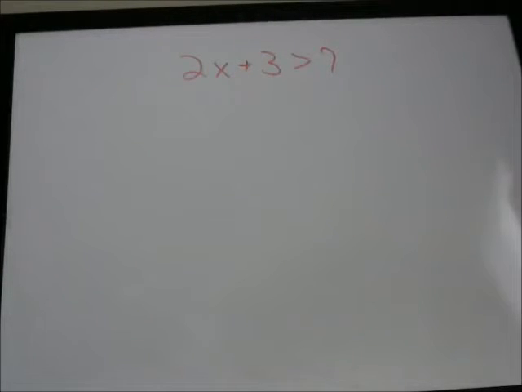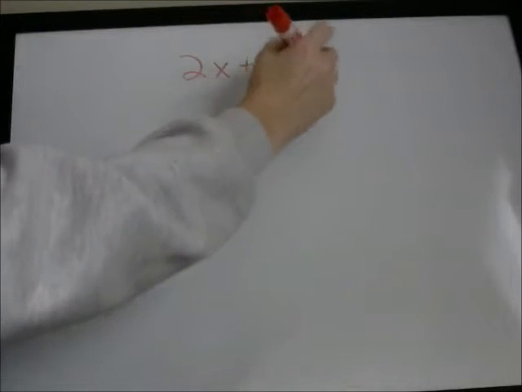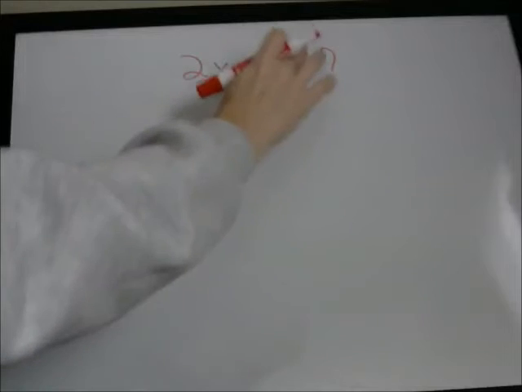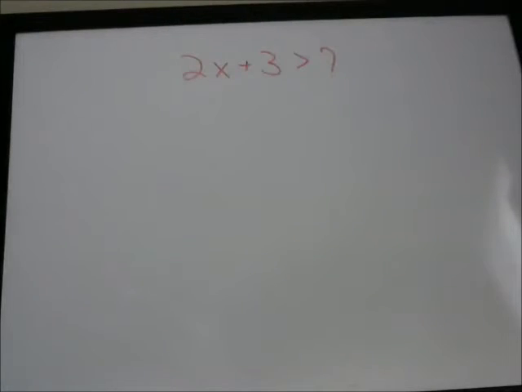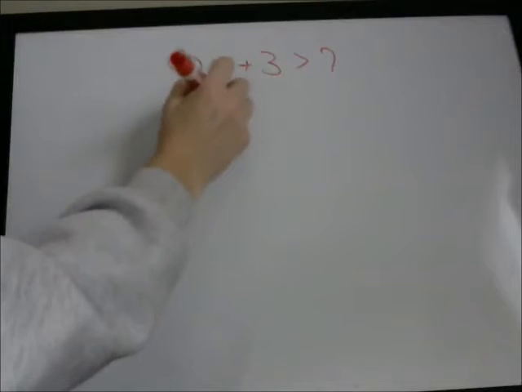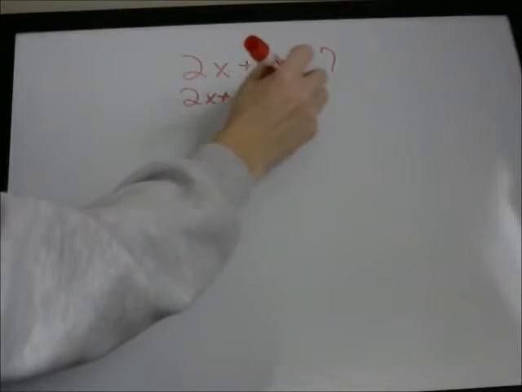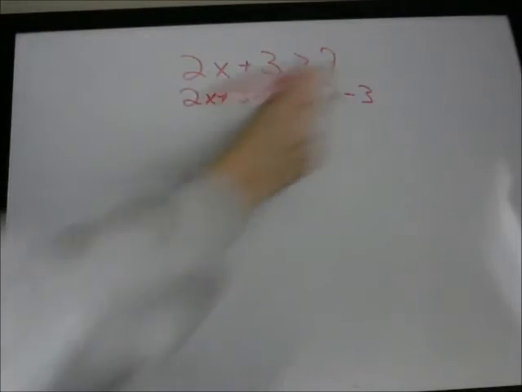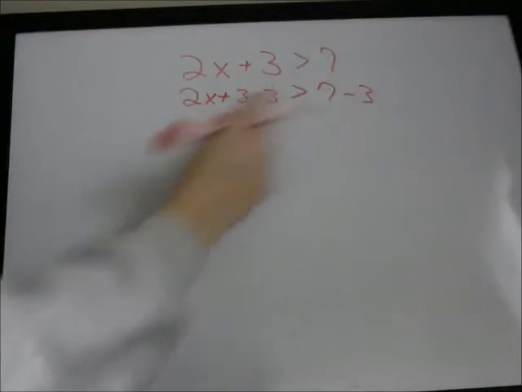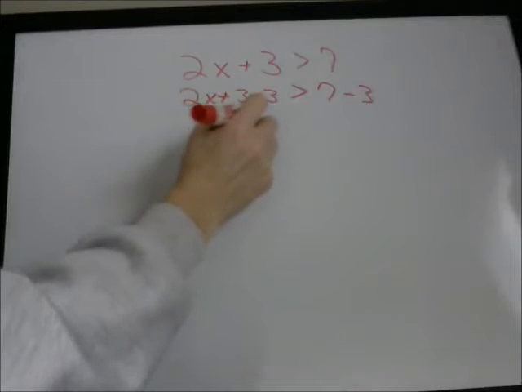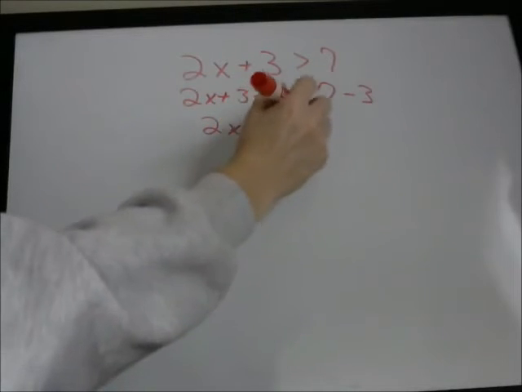We're going to treat this just like we would any other normal equation, assuming there's an equal sign there. That's how we're going to go about solving this. Again, there are two exceptions when we can't follow that. How do we solve for x? First we want to get rid of that 3, so we subtract 3. Just like on an equals sign, if you do something on one side, you have to do it on the other side. So now we have 2x is greater than 7 minus 3, which is 4.